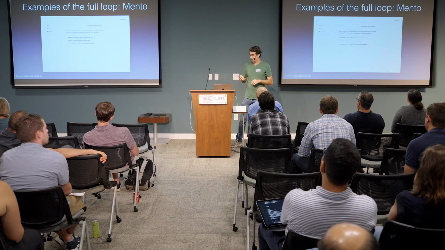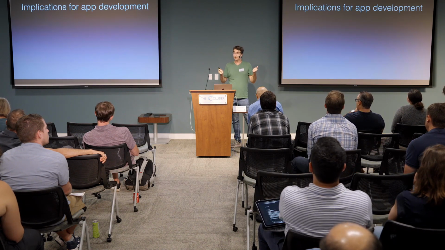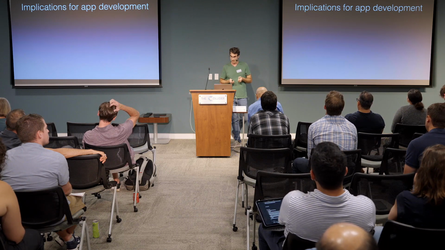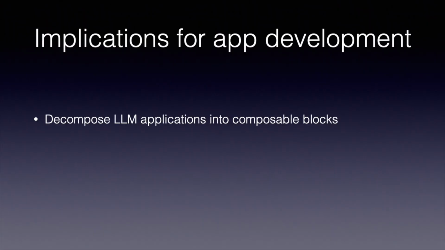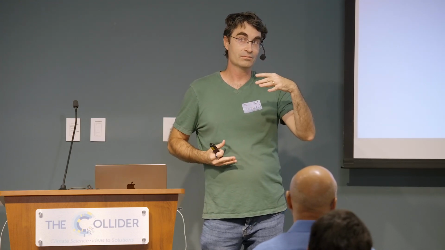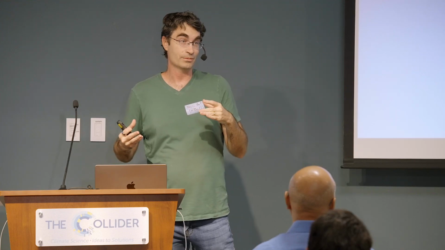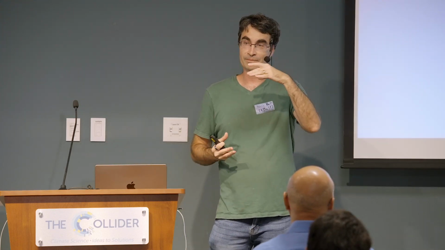So now we get into the interesting part, which is what does this mean for your applications as you're building them? I think one of the biggest things here is that we should be decomposing our LLM applications into lots of composable blocks. I think the days of the single mega prompt approach are probably limited if we want to take these things into production, because when you have that single mega prompt, it's really hard to validate and constrain and bring things down to something that's actually useful.